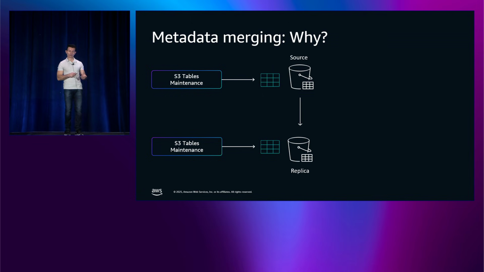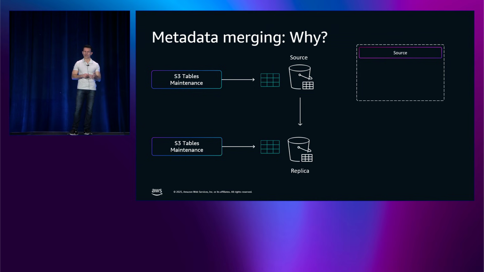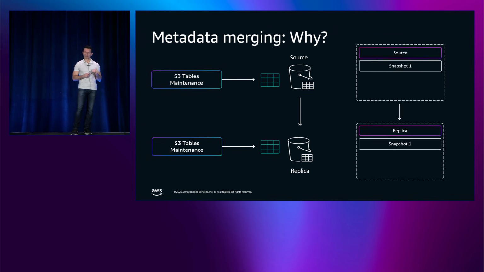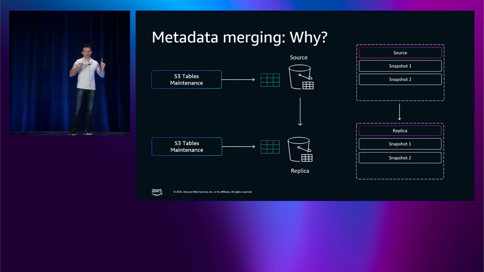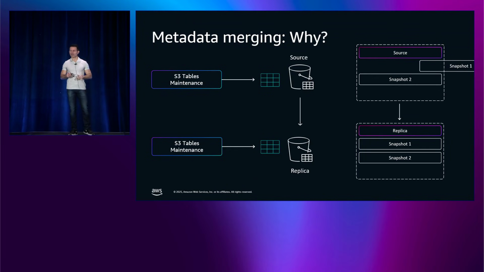And let's take an even more concrete example to look into this. So you have a source table. When you create source snapshot 1, it will be replicated as snapshot 1 in the destination. That is almost a direct copy if you don't think about paths. Then you may have snapshot 2, also replicated. But then, if you expire snapshot 1, then source and replica have diverged.